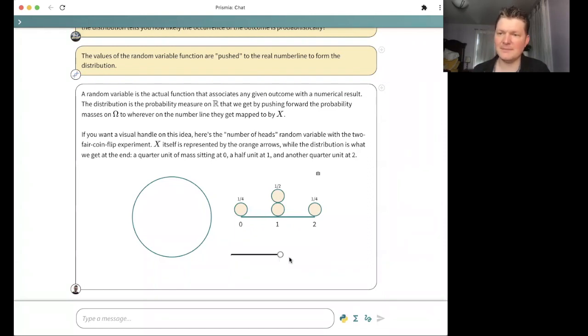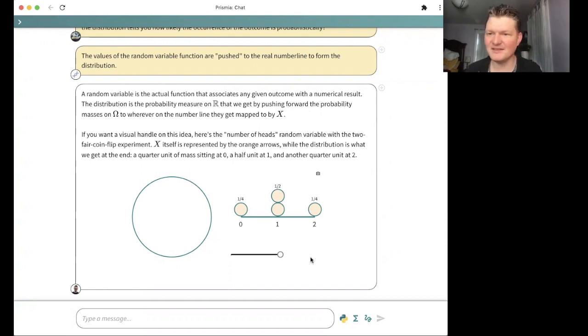Distribution relates that measure to the actual random variable. So the role of the term distribution is to relate the random variable with a particular probability measure. So we say this probability measure represented by this image is the distribution of this random variable X. So that's the distinction for me between measure and distribution.